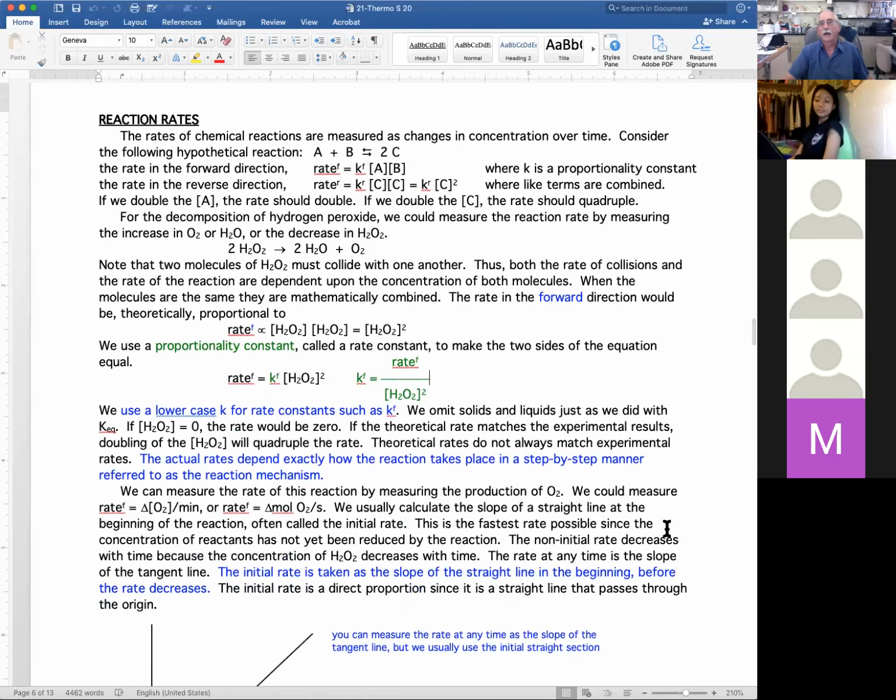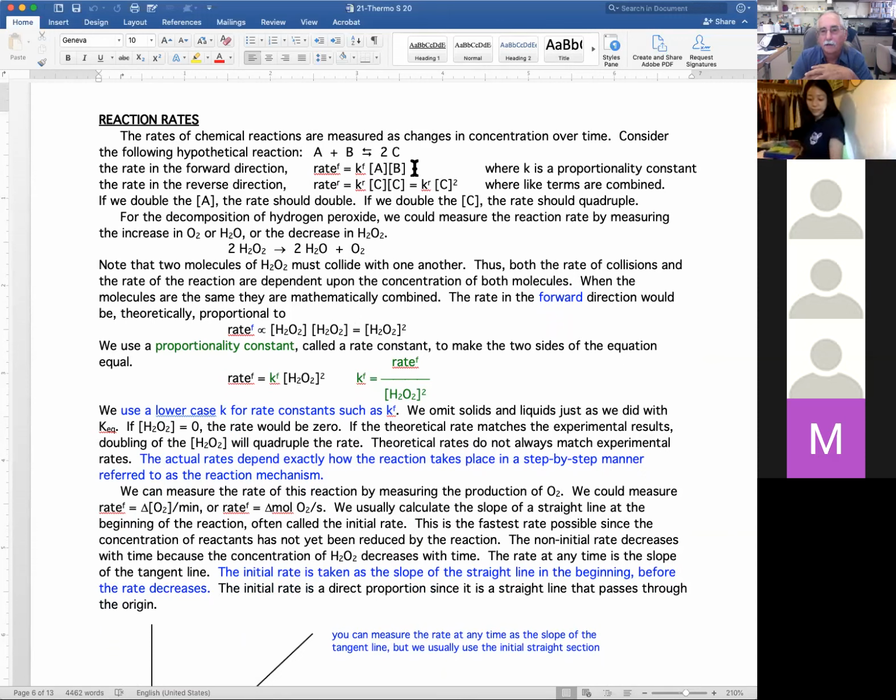So let's look at it mathematically. What if the concentration of A was 0? Then the rate would be 0. Makes sense, right? What if I doubled the concentration of A? I have a certain rate. Now I double the concentration of A. I should double the rate, right?